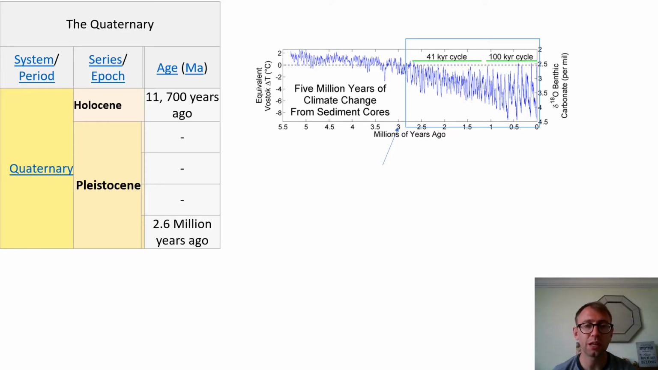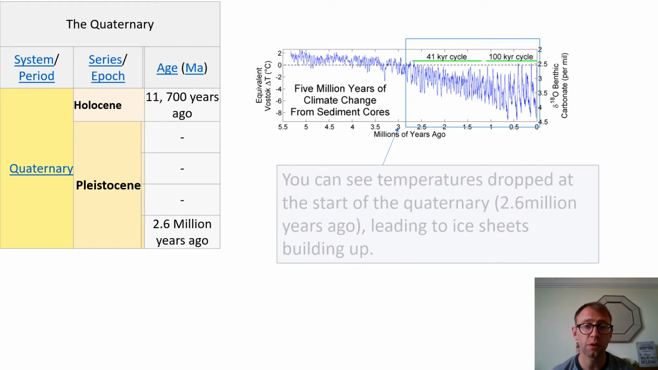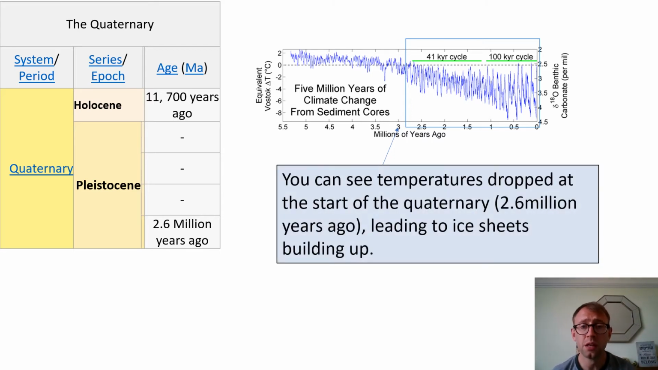Now, generally, the pattern that we talk about is, you can see from the graph here, that from 2.6 million years ago the Earth started to become colder. Over that period, up to 11,700 years ago, the temperatures stayed cold, and even got colder. It's only in the last 11,700 years that we start to see an increase in temperature again.